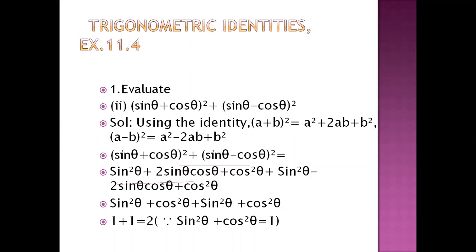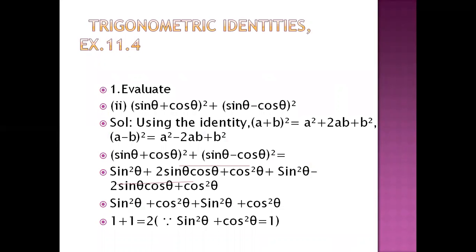Evaluate. Second sum. (sin theta + cos theta) whole square plus (sin theta - cos theta) whole square. Using the identity (a + b) whole square is equal to a square plus 2ab plus b square, and (a - b) whole square is equal to a square minus 2ab plus b square, you have to expand it.